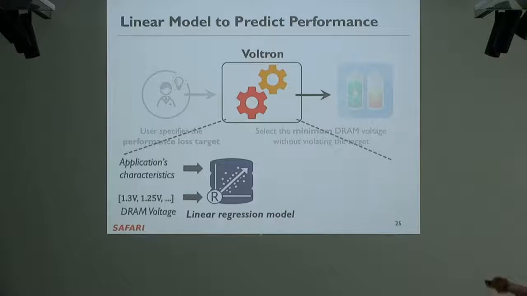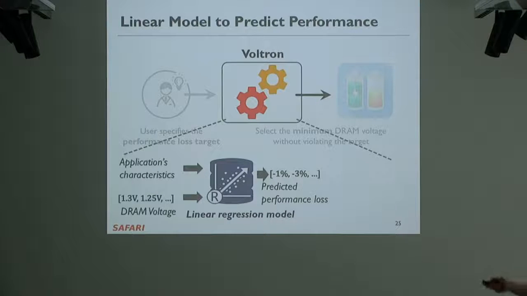Basically, this regression model takes application characteristics, and the paper specifies what those are, like memory intensity, for example, is one example, and takes DRAM voltage. It basically tells you the predicted performance loss at these different DRAM voltage levels, such that you can pick the lowest voltage that satisfies the performance loss target.